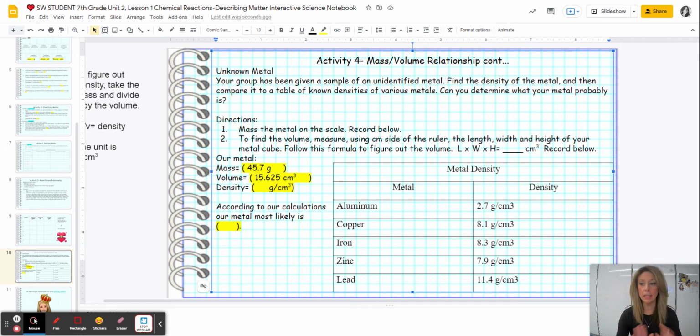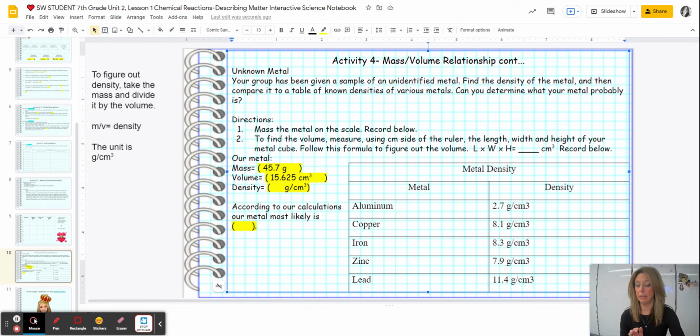All right, so density, we know that the formula now is mass divided by volume. We'll take its mass, 45.7, and divide it by its volume, 15.625, and that is a density of 2.9248. So we'll round it to 2.9.